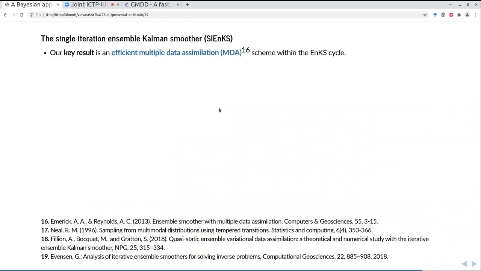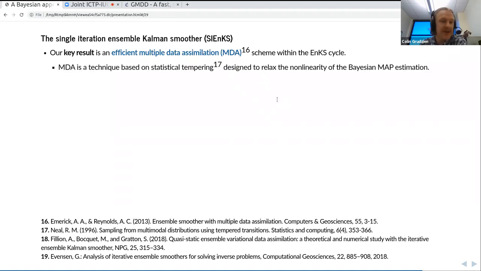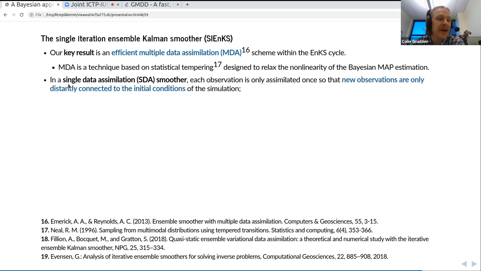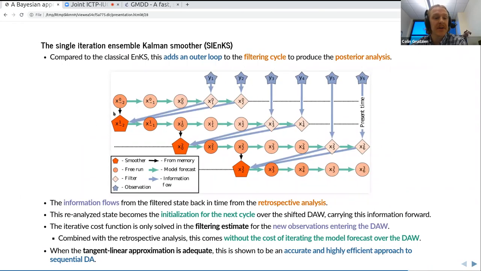Fair. One thing to add on to this is that our key result is a very efficient form of multiple data simulation, or MDA, within the ENKS cycle, where MDA is a technique based on statistical tempering, which is designed to relax the nonlinearity of Bayesian MAP estimation. In a single data simulation smoother, or what we'll refer to as SDA, each observation is only simulated once, so that if we have a long data simulation window, new observations are only distantly connected to the initial condition of the simulation. If we make a simulation from somewhere far back in the past, these can be very distantly connected to the optimization of the initial condition.